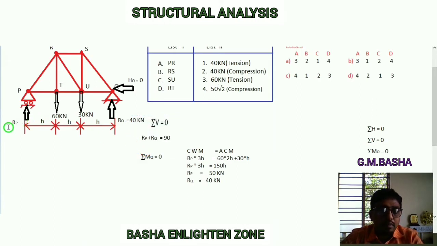So 40 kilonewton will be here. Similarly, here RP will be equal to 50 kilonewtons. RP will be equal to 50 kilonewtons and RQ will be equal to 40 kilonewtons. Then after obtaining this one, you can calculate the members. See here.